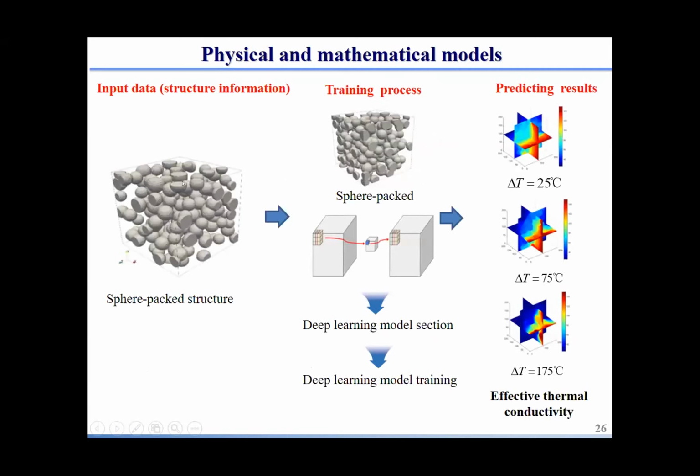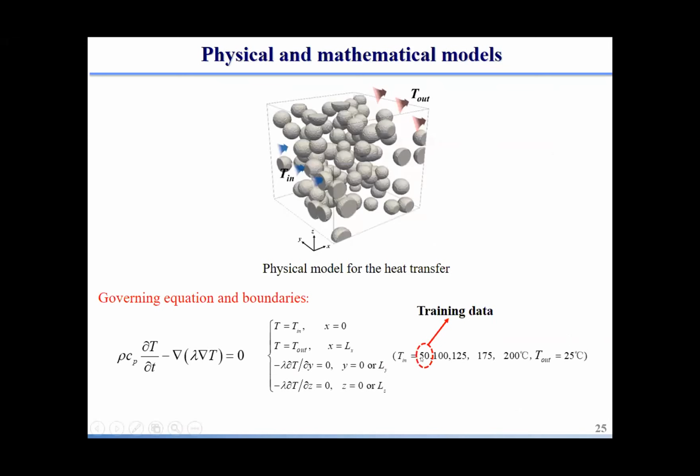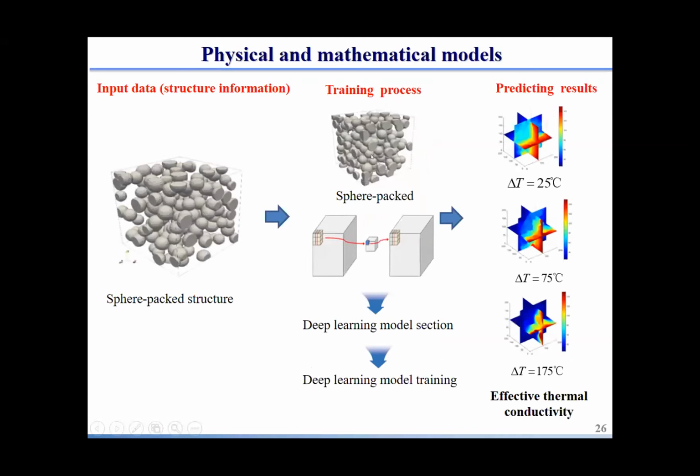Using these structures, the training process goes this way, using the sphere packed bed and deep learning model, and we can get different predicted results. Different delta T means different temperature difference between inlet and outlet. If this one is the training sample, where delta T is 25 degrees C, we can get the results for delta T of 75 and 175 degrees. Based on this, we can get the effective thermal conductivity.